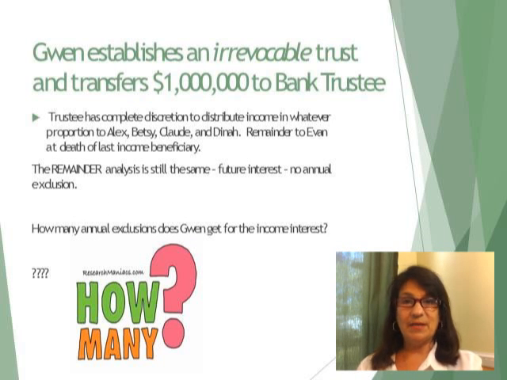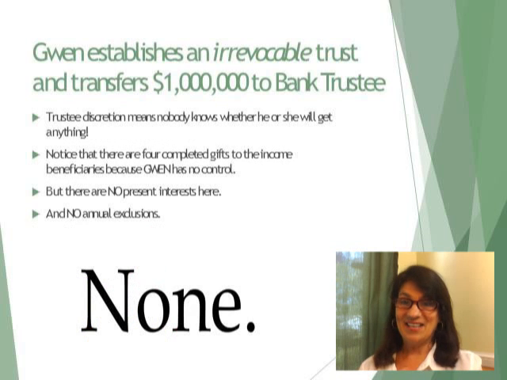Okay, same, except that now the trustee has complete discretion to distribute income in whatever proportion to Alex, Betsy, Claude, and Dinah. Right? Remainder to Evan at the death of the last income beneficiary. Okay, same analysis for the remainder. That's a gift of a future interest. No annual exclusion for the gift to Evan. But what about those 4 income interests? Alex, Betsy, Claude, and Dinah. How many annual exclusions does Gwen get for that? What do you think? Did you pick none? None is correct.